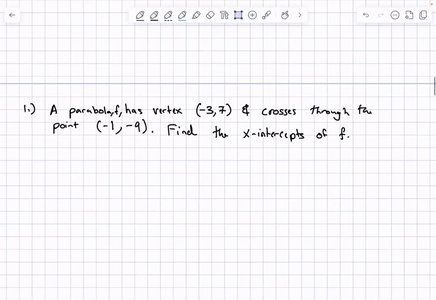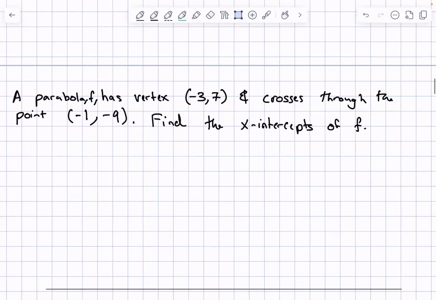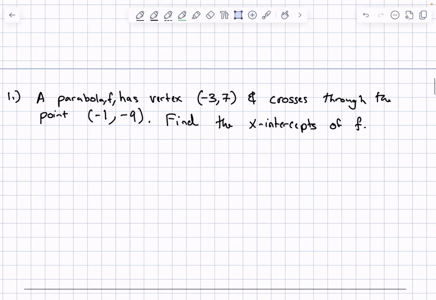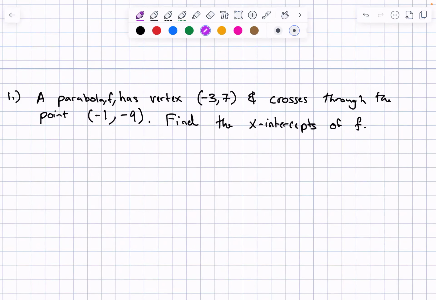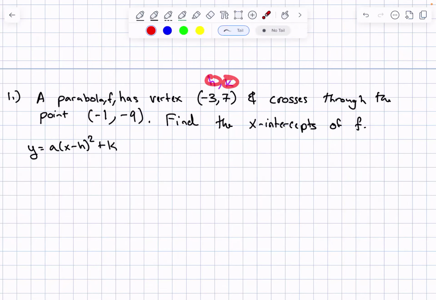Question one says a parabola has a vertex at (3, -3, 7) and crosses the point (-1, 9). Find the x-intercepts of f. In order to find the x-intercepts of f, I need to know what the equation of f is. Right now, all I'm given is the vertex, but that's a good thing. That gives me the h and k values of a vertex because, as a reminder, vertex form is y equals, or f of x equals, a times (x minus h) squared plus k. If I know h and k, I have almost everything I need to create the equation of f. So let's change this to f.